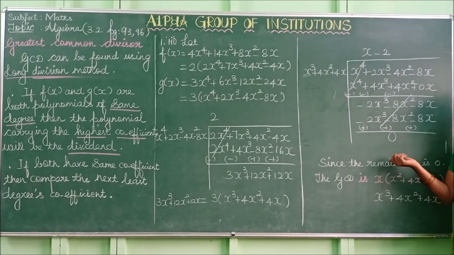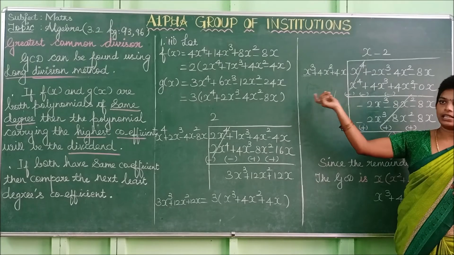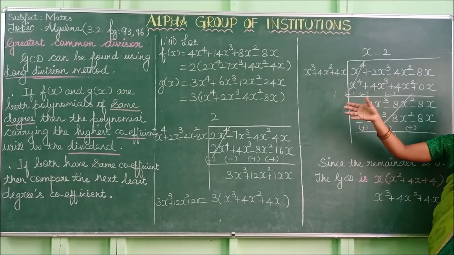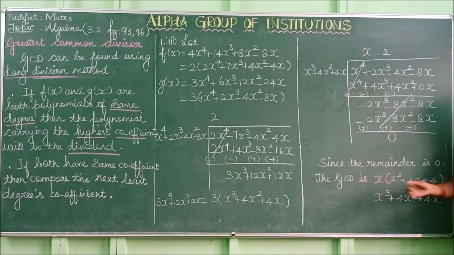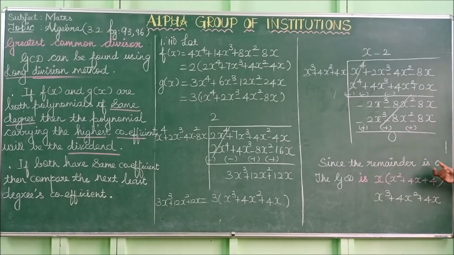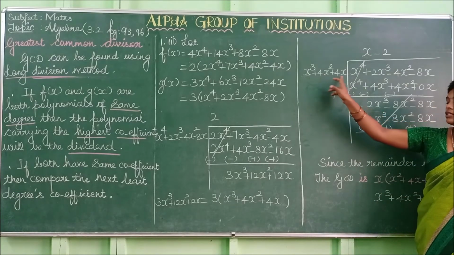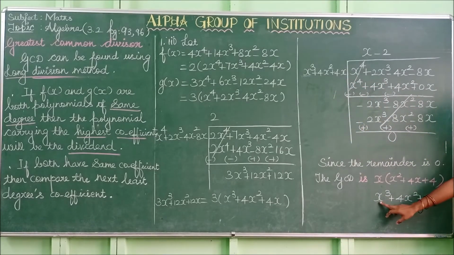For whichever step you get 0, you take that divisor as the GCD. So when you get remainder 0, take that divisor as the GCD. So since the remainder is 0, what is our GCD value? x cube plus 4x squared plus 4x.